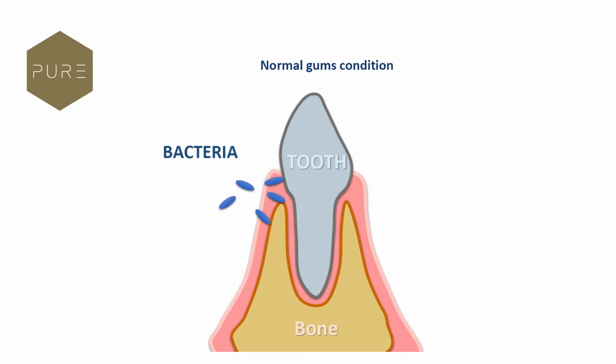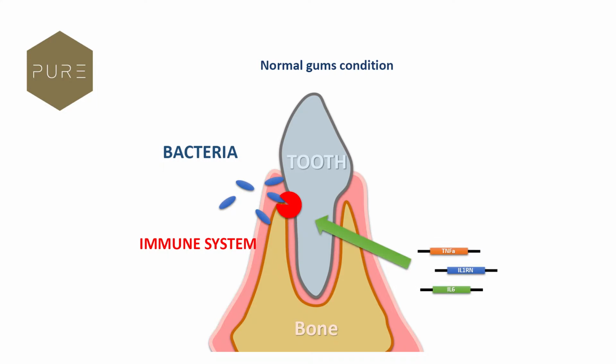There is a constant fight between bacteria and our immune system. So bacteria invade the tissue, and the immune system fights them back. Usually this is a constant battle. However, it's not a very aggressive attack. It's not a very aggressive response. And there are a number of genes, the TNF-alpha genes, IL-1RN and interleukin-6 genes. And these genes modulate the aggressiveness of the immune system. So when they are all working correctly, the immune system doesn't respond too strongly and everything is okay.